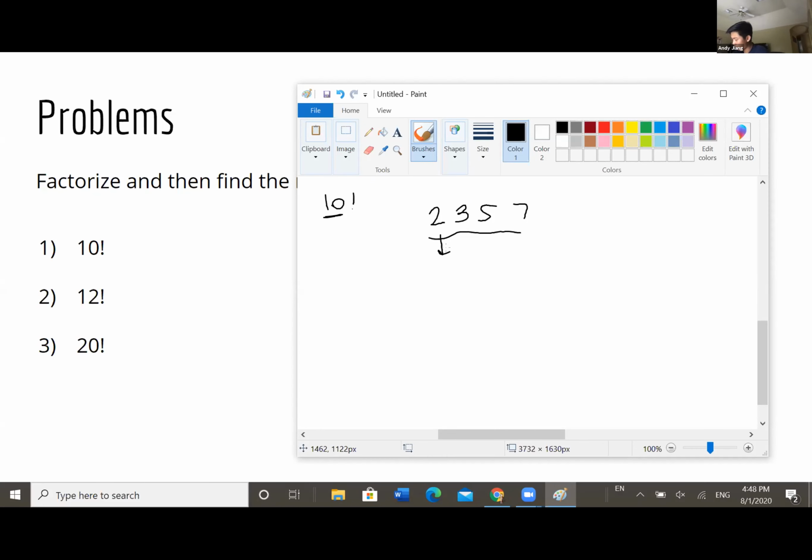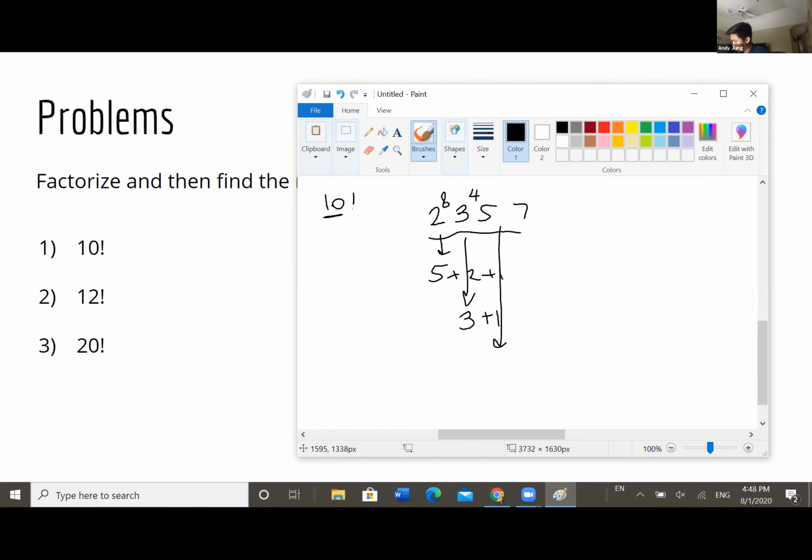So I'll just start with 2. I would have 10 divided by 2 floored is 5, plus 5 divided by 2 floored is 2, and then plus 1. So this would be 8. For 3, I do 10 divided by 3 floored is 3. Then 3 divided by 3 floored is 1. So that would be 4.